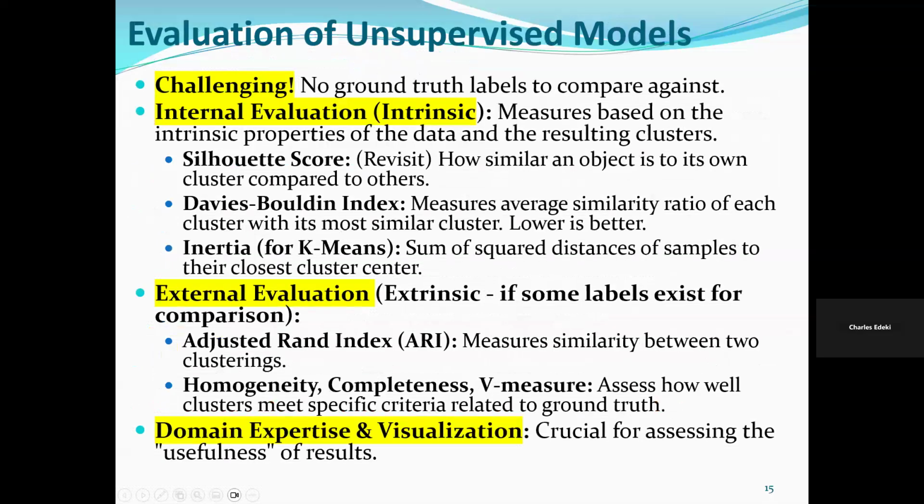So that's the evaluation of unsupervised models. The first thing we can see is it's a challenge, there are no ground truth labels to compare against. So evaluation is a challenge. We may have external evaluation and also internal evaluation. With the internal evaluation, we mentioned the silhouette score. We also have the Davies-Bouldin Index and inertia.